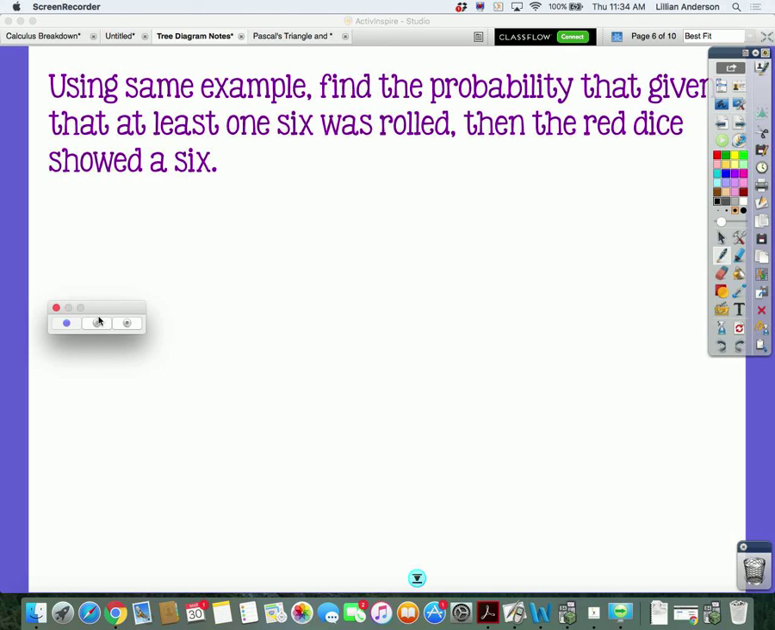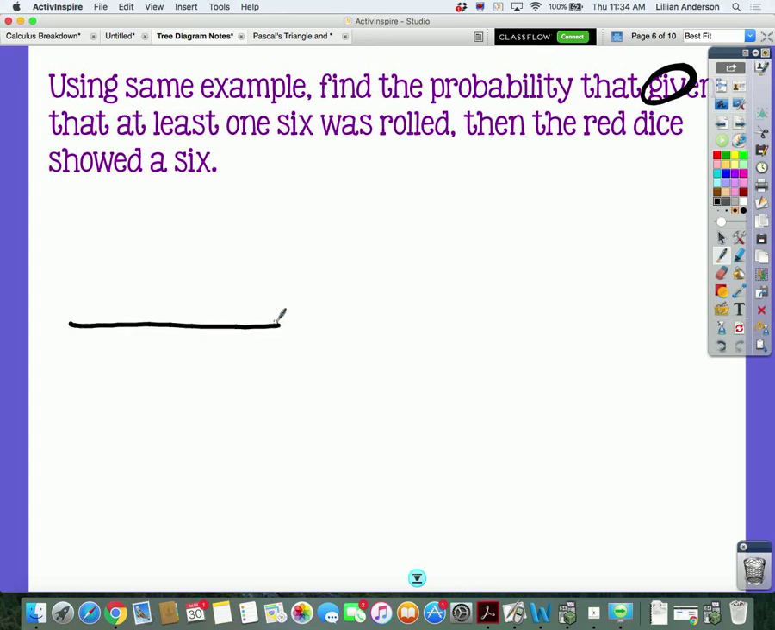No, so that's basically saying that when you roll these two dice, the red die and the blue die, if you get at least one 6, then what was the probability that the red die showed the 6? That's what it's saying. So we're looking at what type of probability here? Conditional. Keyword: given. So our denominator is going to be what? 11. Like, not the number, but what's the probability of at least one 6?